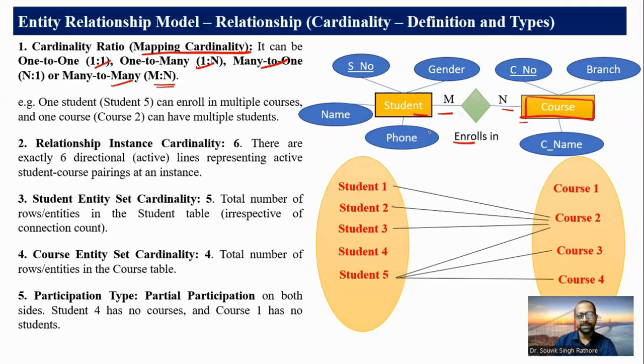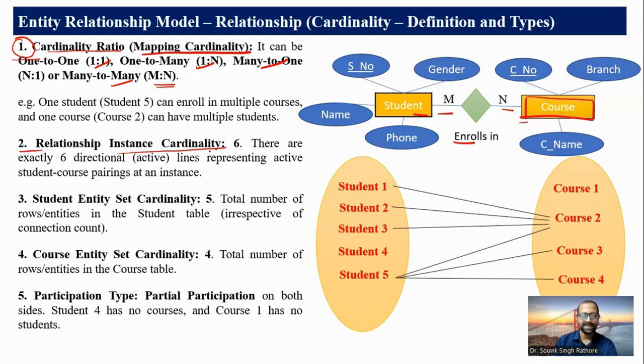So the M and N here indicate that multiple instances can participate on both sides. For example, here student 1, student 2 and student 3 are enrolled in course 2. Similarly, student 5 enrolls in course 2, course 3 and course 4. So having learnt about this important point, the cardinality ratio, let us now move to the relationship instance cardinality.